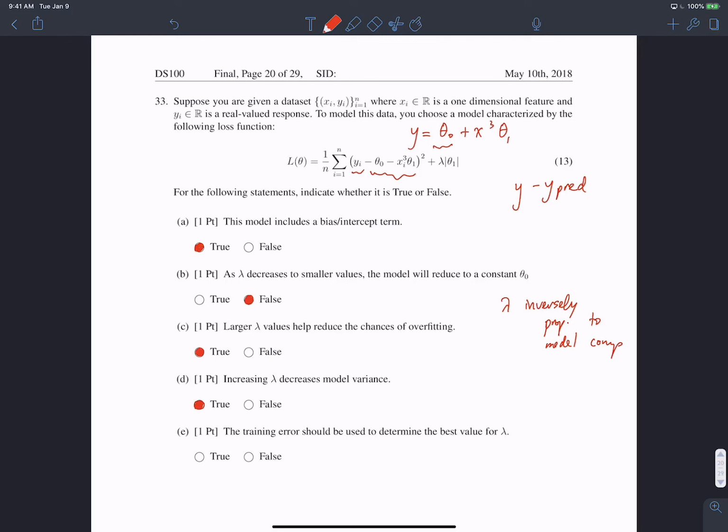And E, training errors should be used to determine the best value for lambda. And so this is a subtle one, but this is false, right? To determine the best value for lambda, we probably want to do cross-validation, and in that case, we want to use the validation error, right? Because when we're doing k-fold cross-validation, we'll use our validation data and the validation error.